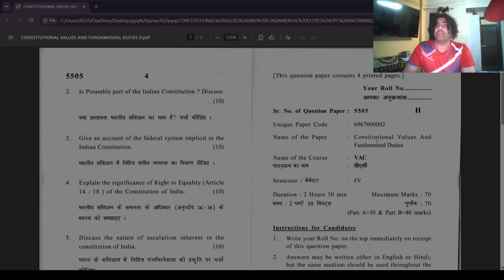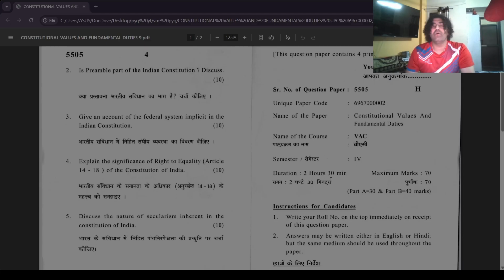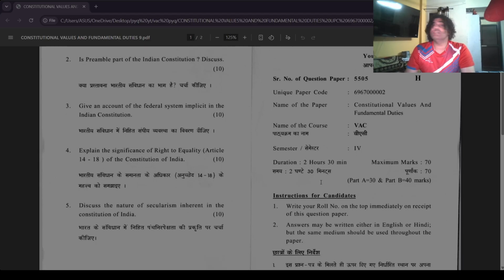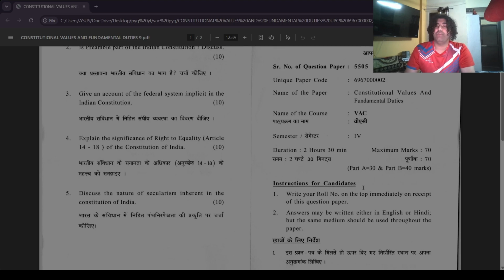Name of the paper is Constitutional Values and Fundamental Duties, and it's a VAC course. For semesters, it could be from 1 to 4. The maximum duration is 2.5 hours, and maximum marks is 70, which is further divided into Part A and Part B. You attempt both parts. Part A is of 30 marks and Part B of 40 marks.